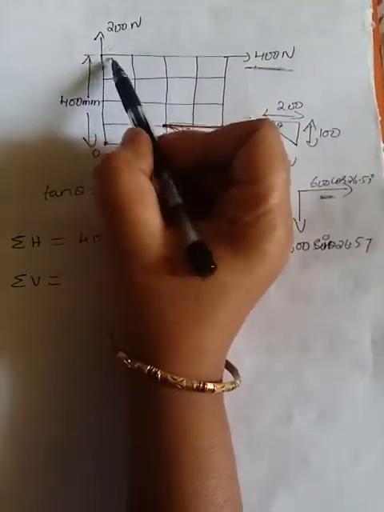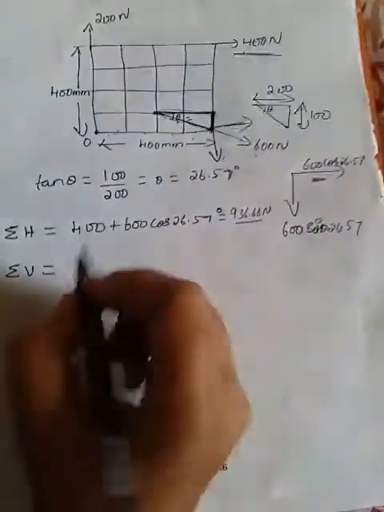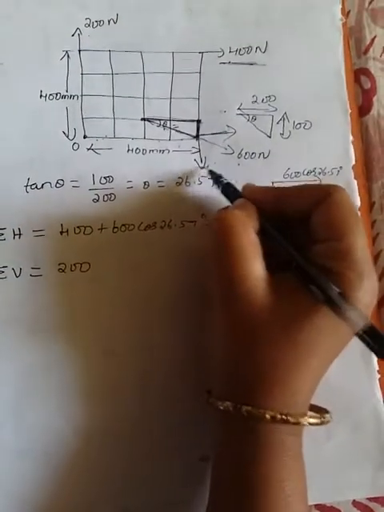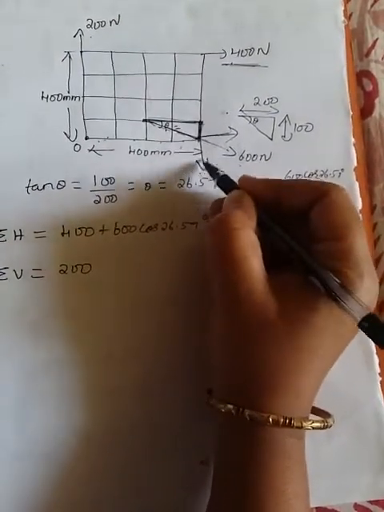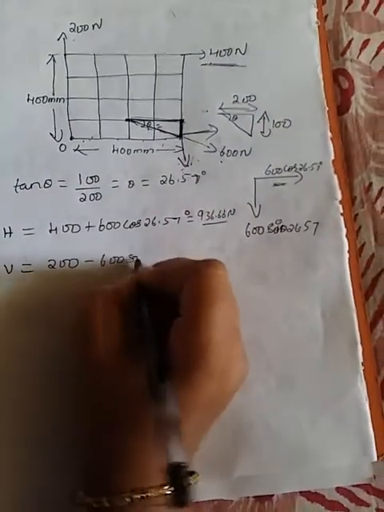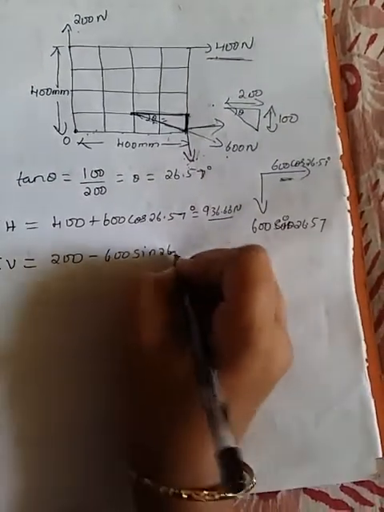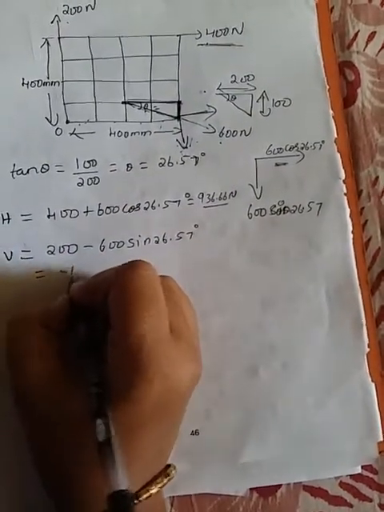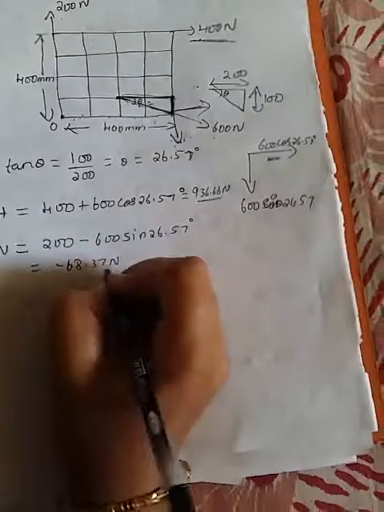And similarly take out the sigma V value. Sigma V: you can see here you have one vertical force acting upward, so it is positive, and here one more force. After resolving this component you will have one more vertical force acting downward, so minus 600 sin 26.57. So you are going to get some minus 68.37 Newtons.